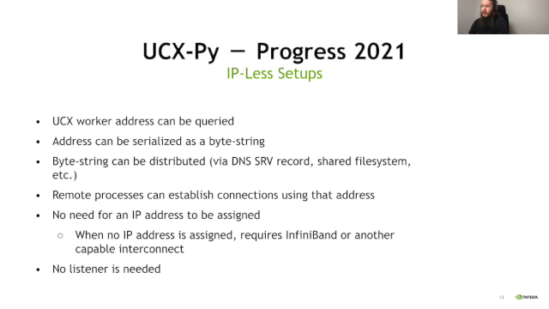UCX-Py now provides functions to query the underlying UCX worker's address. This address can be serialized as a byte string and distributed via some service that's reachable by all parties, for example, a DNS SRV record or a shared file system. With knowledge of this address, UCX-Py can now establish an endpoint to the remote worker, even if it doesn't have an IP address assigned. But please keep in mind, this is only possible for some interconnects such as InfiniBand.